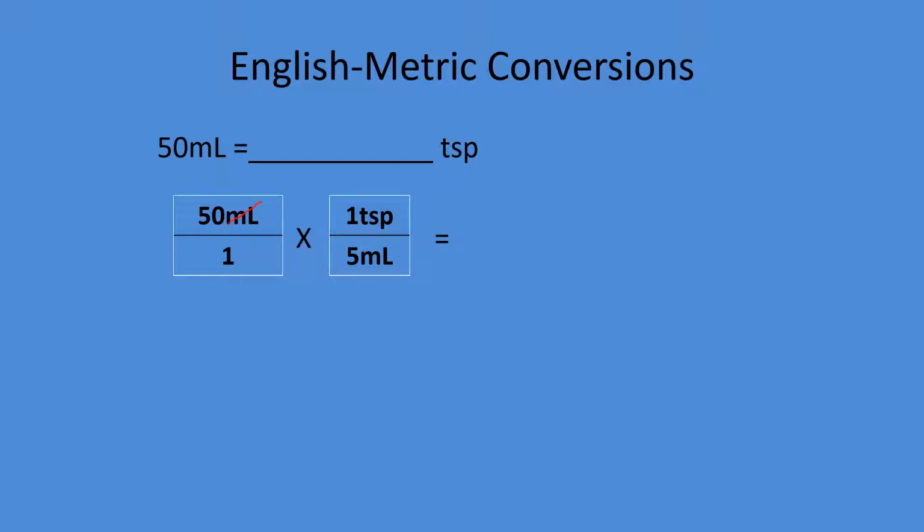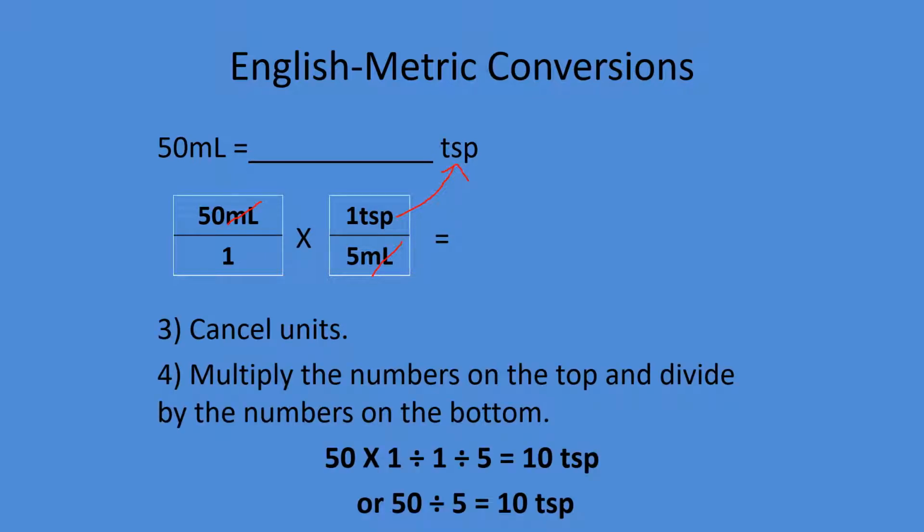So here the units will cancel and you're left in teaspoon, which is what is requested. Right? So all you got to do is crunch the numbers. And to do the math, it's real easy. All the numbers on top multiply together. All the numbers on the bottom divide. So 50 times 1 divided by 1 times 5. Right? So take 50 times 1 and all these numbers you divide. Divide by 1, divide by 5.